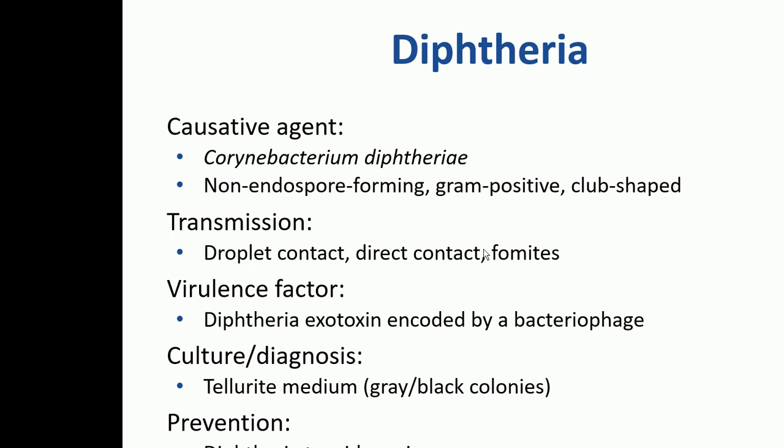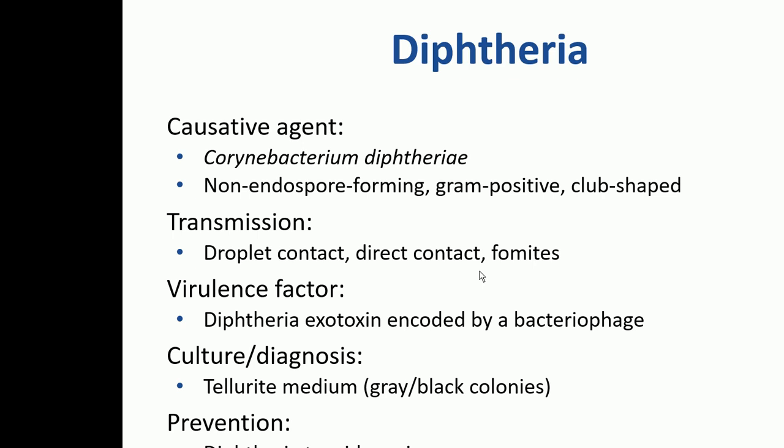It's basically a non-endospore forming gram-positive club-shaped bacteria. And the virulence factor of this bacteria is diphtheria exotoxin, which is encoded by a bacteriophage. I have already explained what a bacteriophage is. A bacteriophage is a virus which infects bacteria. And these phages have the genes for the toxins. So the virulence factor for Corynebacterium diphtheriae is diphtheria exotoxin, and it is encoded by a bacteriophage.